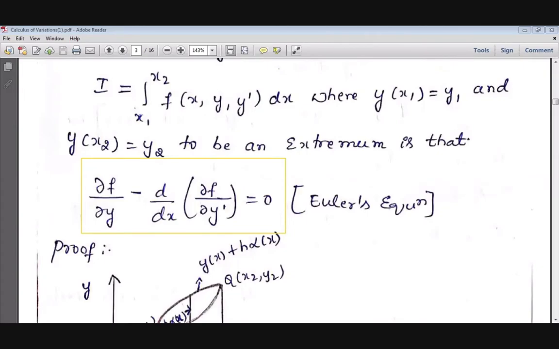This condition is like a formula, similar to what we had in function: f dash of x equal to 0, and f double dash of x less than 0 then maximum, greater than 0 then minimum. Here, for the functional to be extremum, dou f by dou y minus d by dx of dou f by dou y dash equal to 0. This is the condition. This is called Euler's equation.